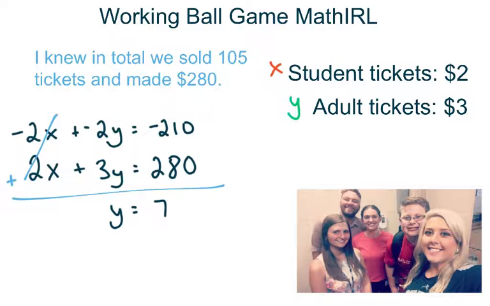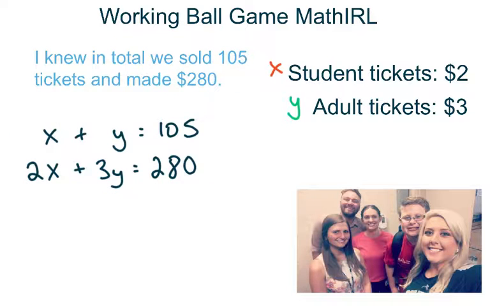And that gives me a +70. So I know that I sold 70 adult tickets. If I sold 70 adult tickets, I know that I sold 35 student tickets because 70 plus 35 gave me that 105. The other way I could solve this would have been by substitution.